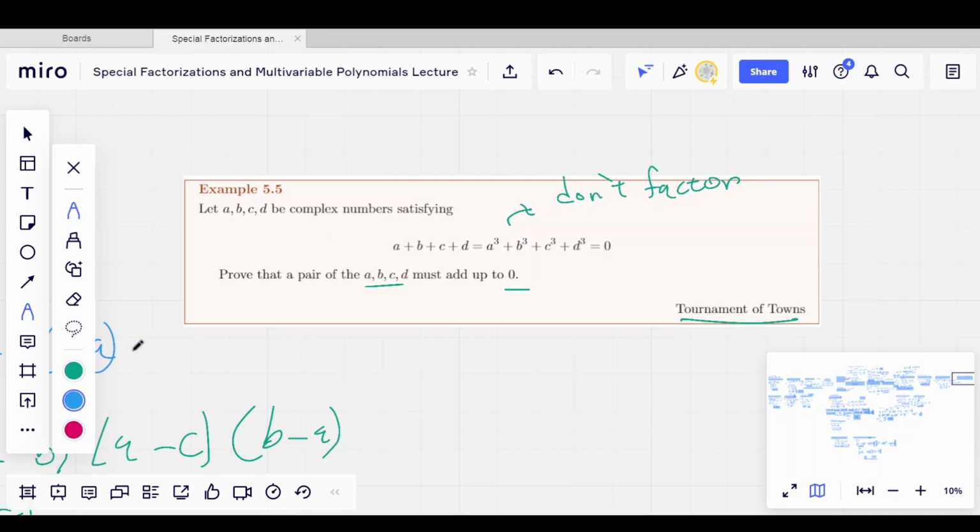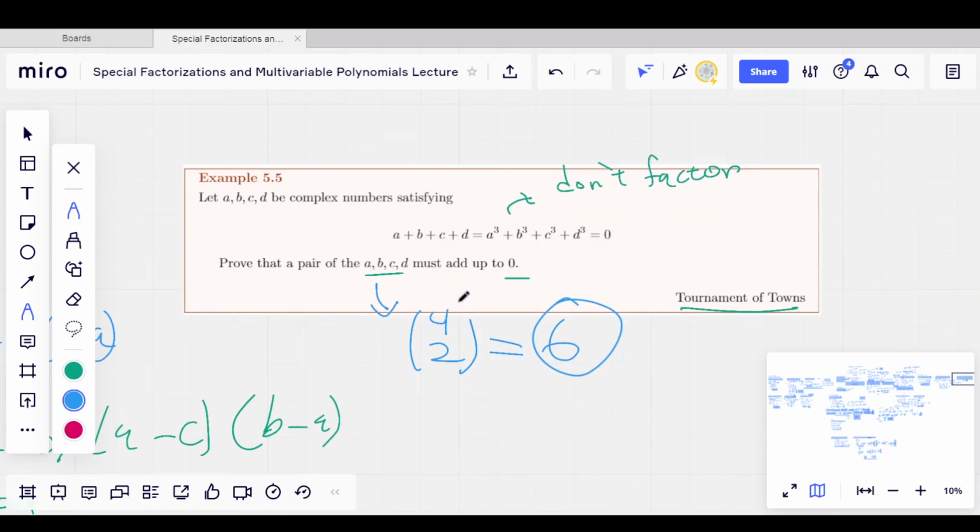Okay, so let's start with comprehending the problem. We have complex numbers satisfying this, right? And then prove that a pair of the A, B, C, D must add up to 0. So basically, we're saying that all of the 4 choose 2 equals 6 sums must add up to 0.